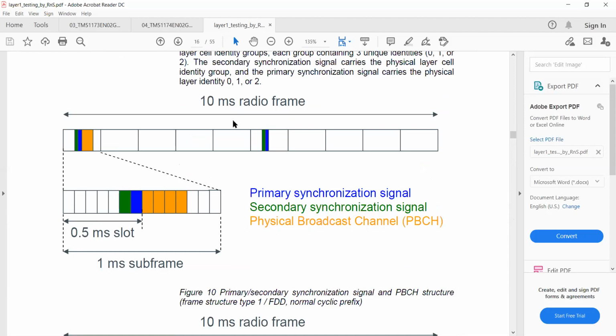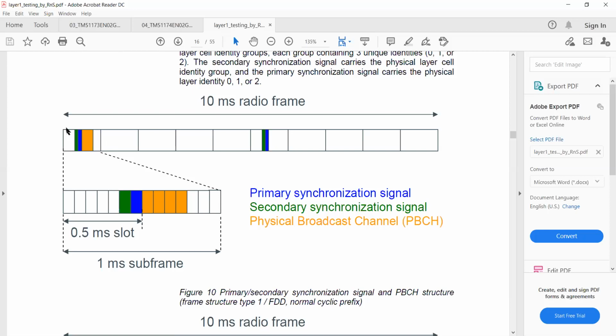So this is what I was telling. One radio frame is 10 millisecond duration. This is for FDD. So this one is the first subframe, second subframe, third, fourth, fifth, sixth, seventh, eighth, ninth, 10th. There are 10 subframes. If you forget about these green, blue, orange symbols, these colors, I will explain what these are.